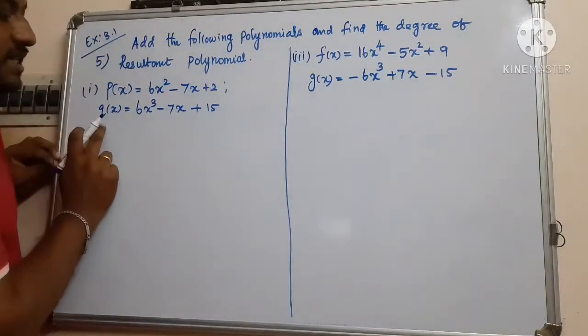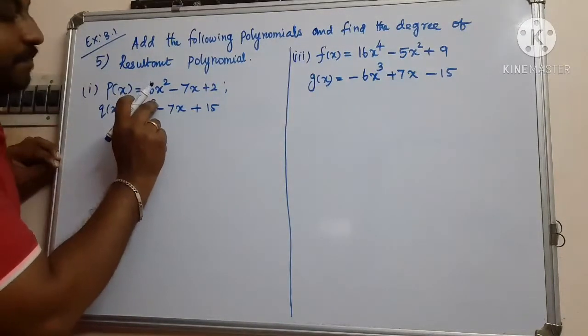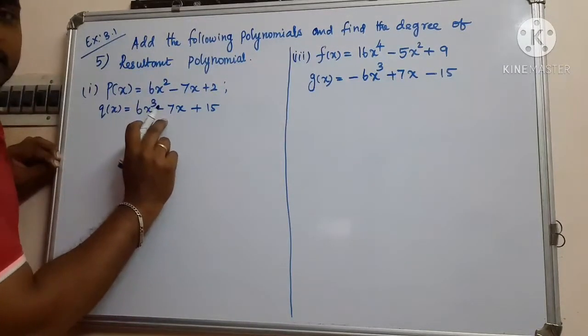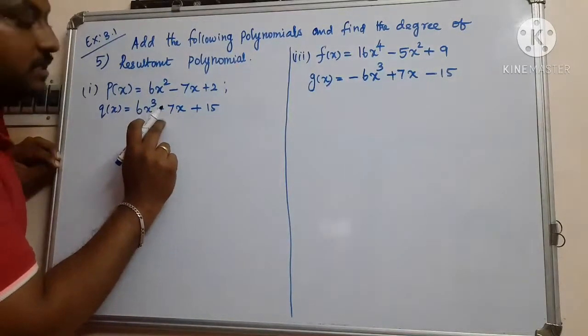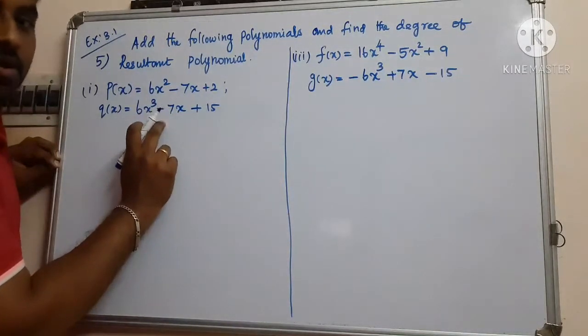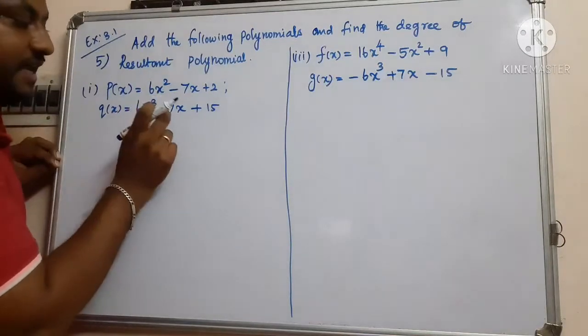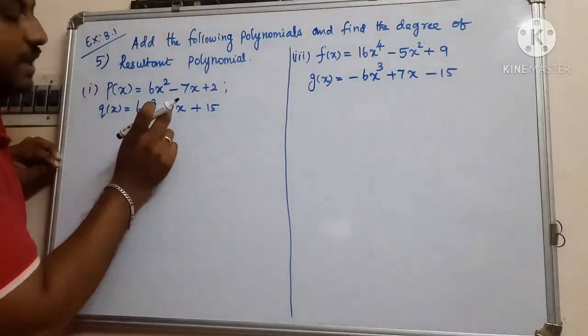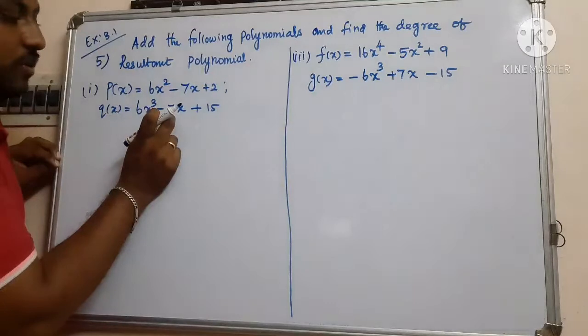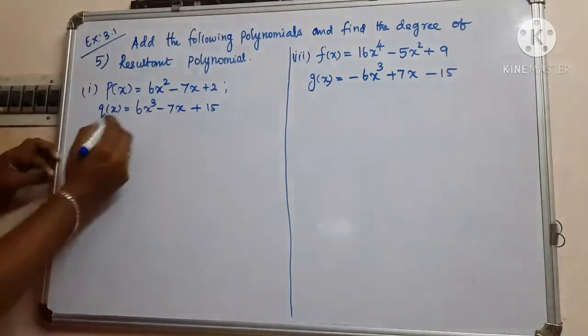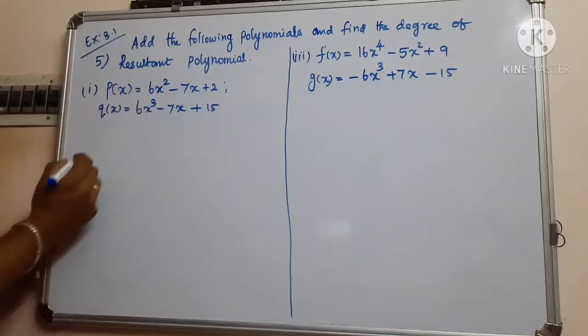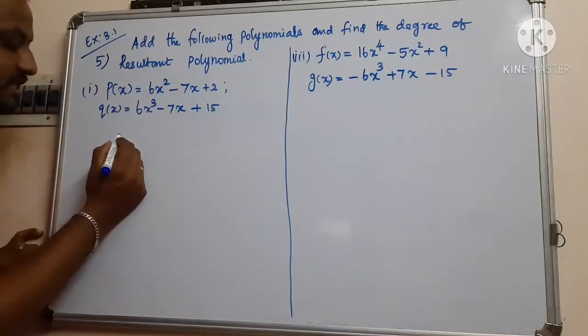And q of x, look at the q of x, highest power is 3. And then x square term is missing. If x square term is missing, you have to write the term 0x square. If any terms are missing, you have to write 0x square, or if the x term is missing, you have to write 0x.